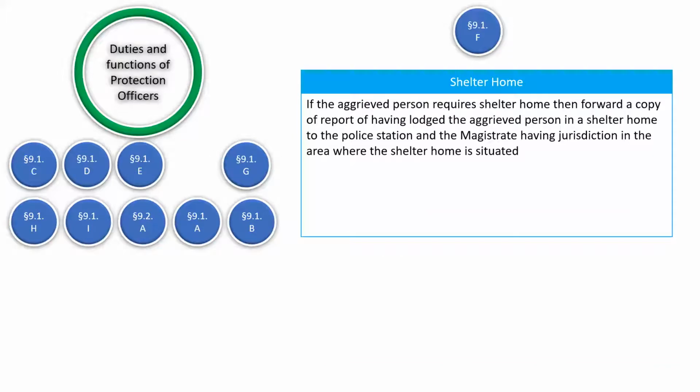To make available a safe shelter home, if the aggrieved person so requires, and forward a copy of his report of having lodged the aggrieved person in a shelter home to the police station and the magistrate having jurisdiction in the area where the shelter home is situated.